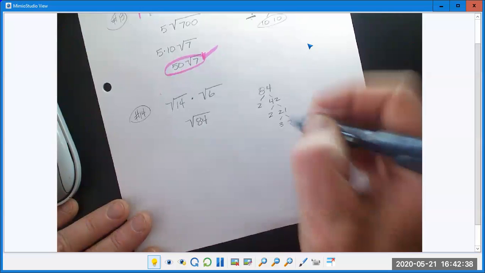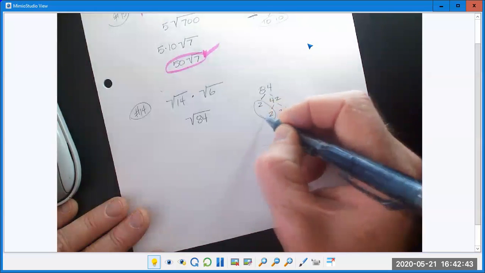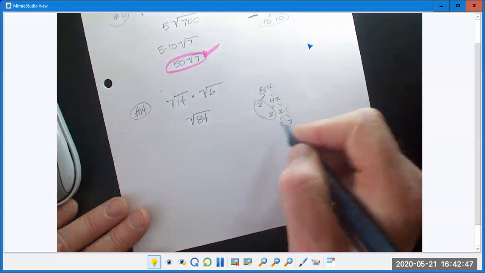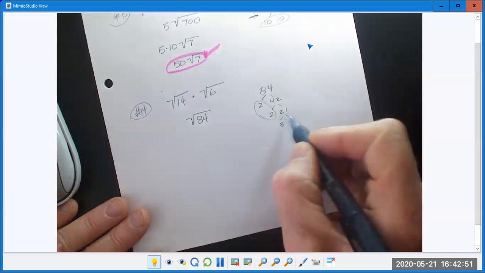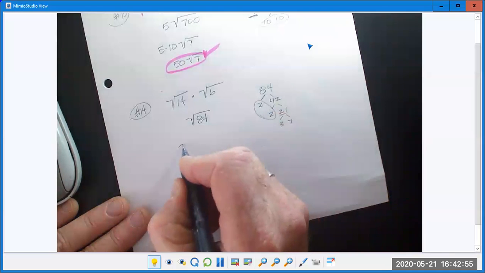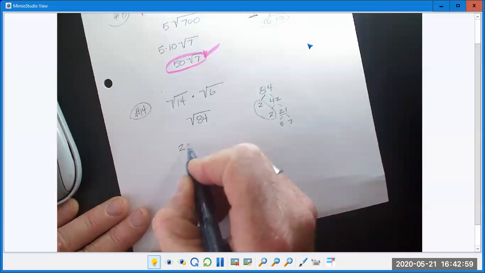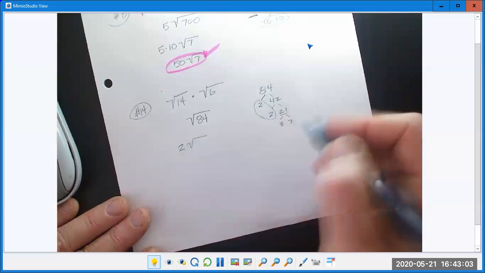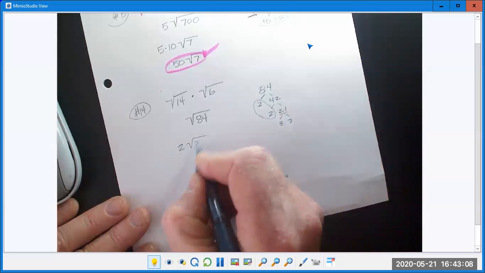All right. So where's my pair? Here's my pair. That comes to the outside. And this 3 and 7 really didn't help me much. That doesn't do anything. So here's my 2 that comes to the outside. I had a pair of 2s. So here's my 2 that was pulled out to represent that pair. And then left inside the radical, I have 3 times 7, or again, 21.